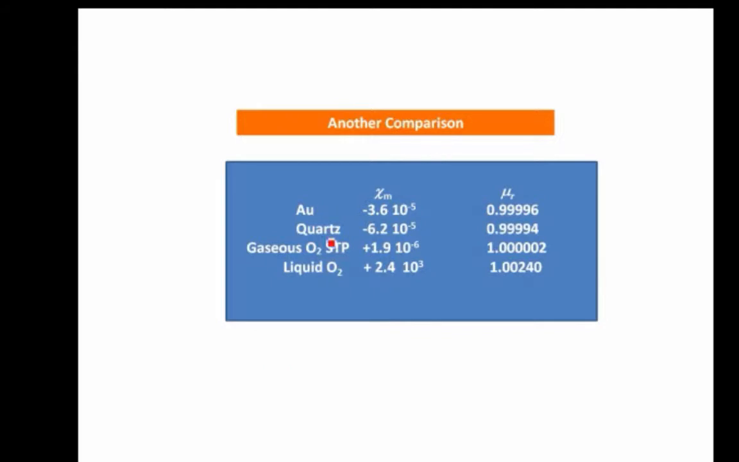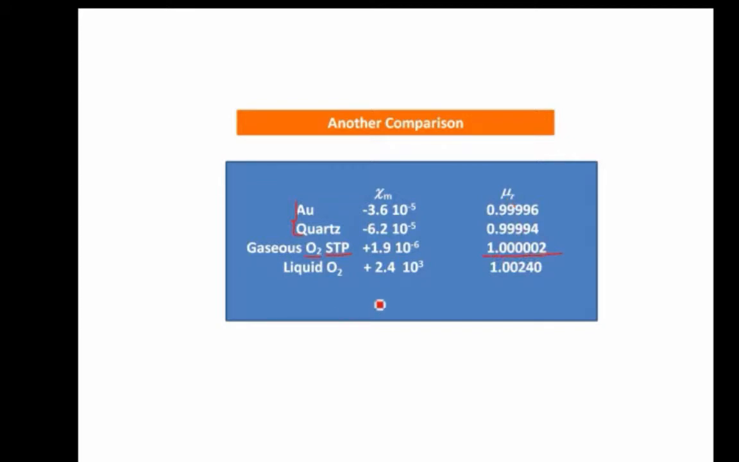Another comparison is looking at the chi-sub-M and the relative mu sub r, which, if you remember correctly, is 1 plus chi-sub-M. These are really small numbers, and so these differ very little from 1. Well, here's gold and quartz. Those are diamagnetics with a minus sign, and so here's the deviation from 1. You can see it is very, very small, but that's the mu sub r. This is gaseous O2, oxygen, at standard temperature and pressure, and that gives you this value of positive chi-sub-M. Here's the positive change from 1 for mu sub r.